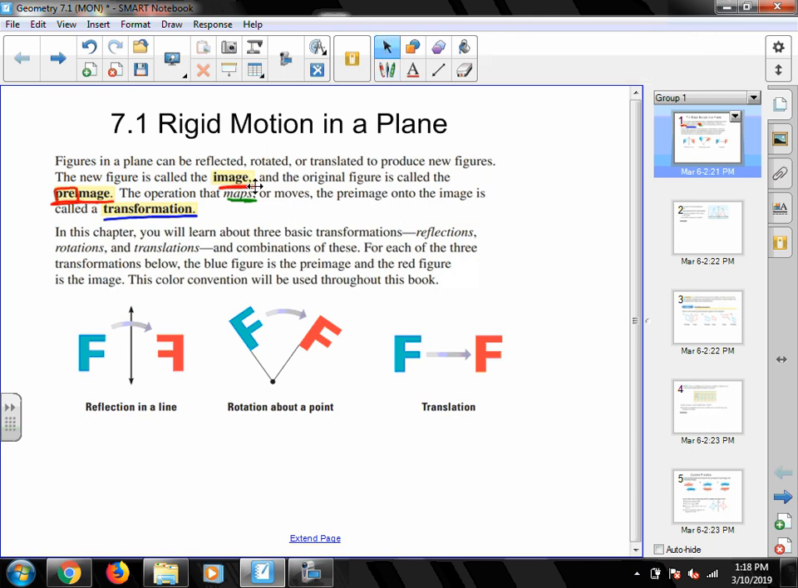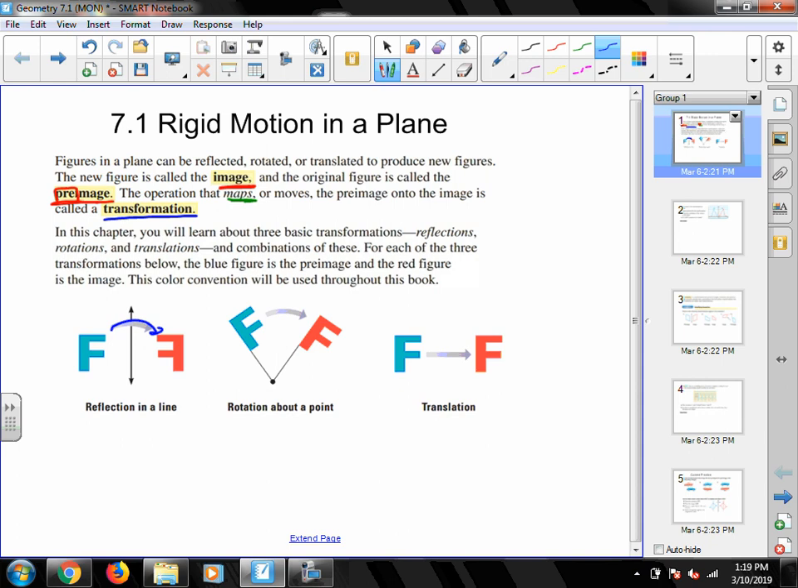So overall, we're going to talk about reflections, which, if you look down here, you're going to reflect it just like a mirror. So it's going to end up being flipped over something. You look here on the left, you have just the regular letter F. You reflect it over that line. I'm sorry, not rotate it. We'll get to rotations here in a little bit. You reflect it over that line, and it's going to look backwards because you flip it over that line. That's going to be your reflections.